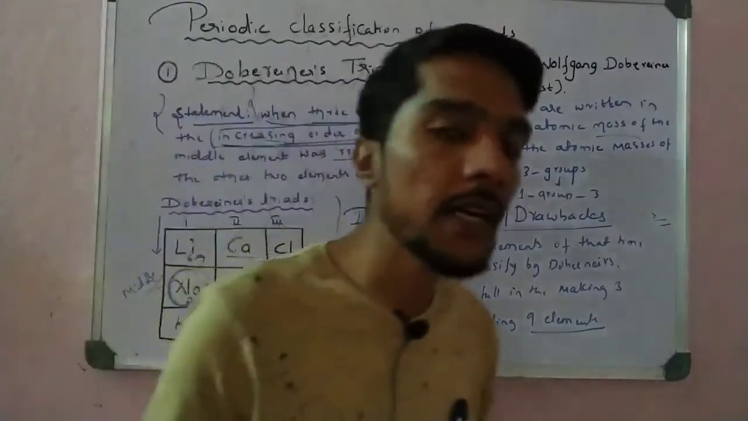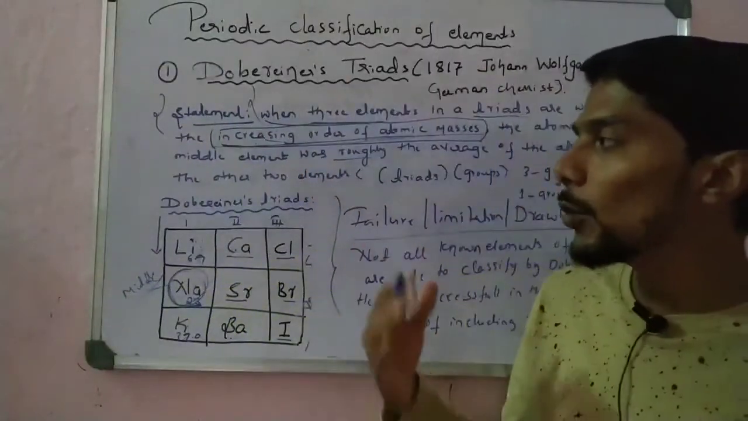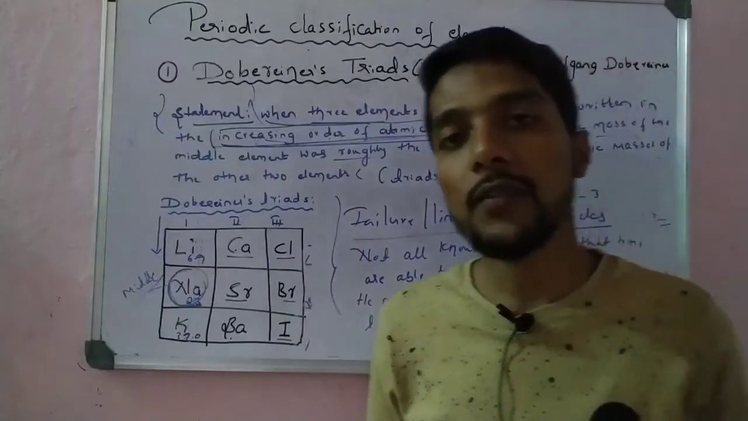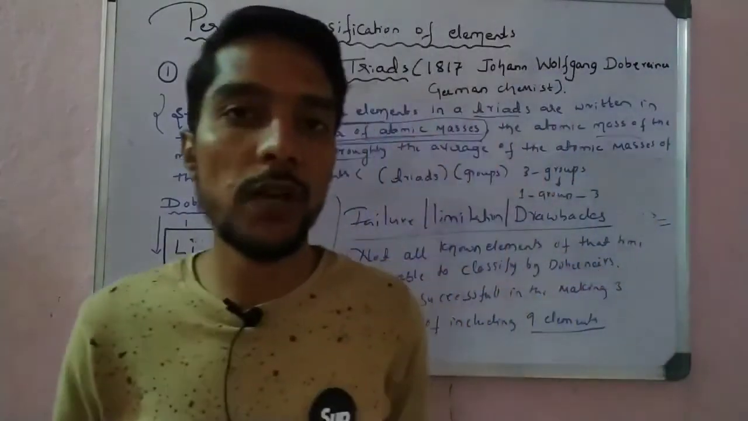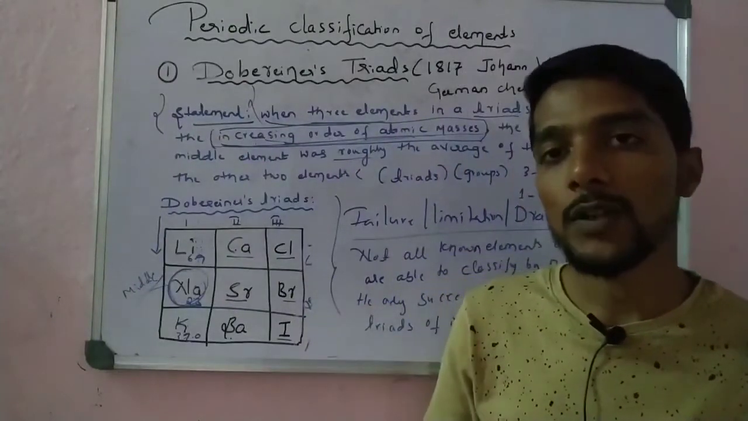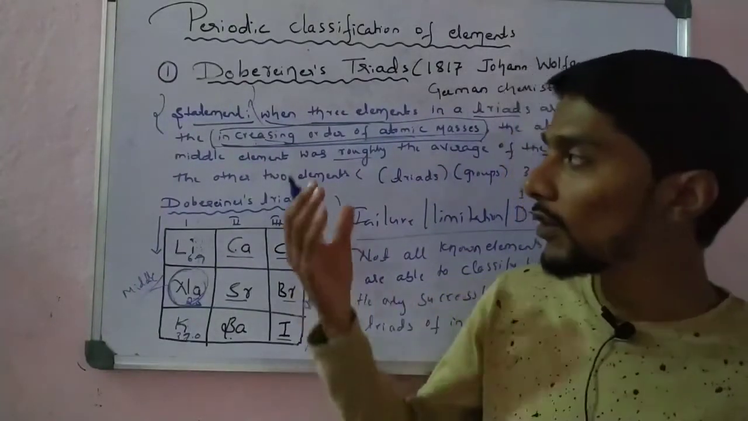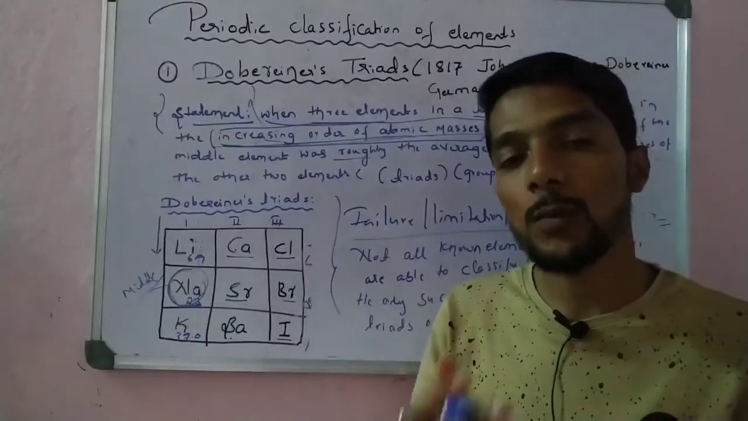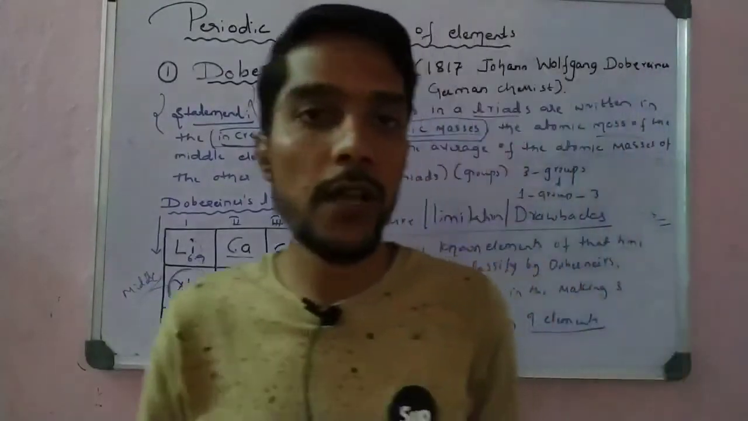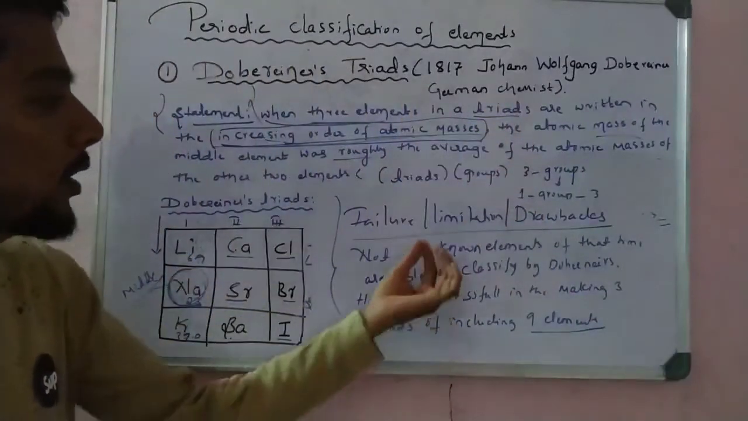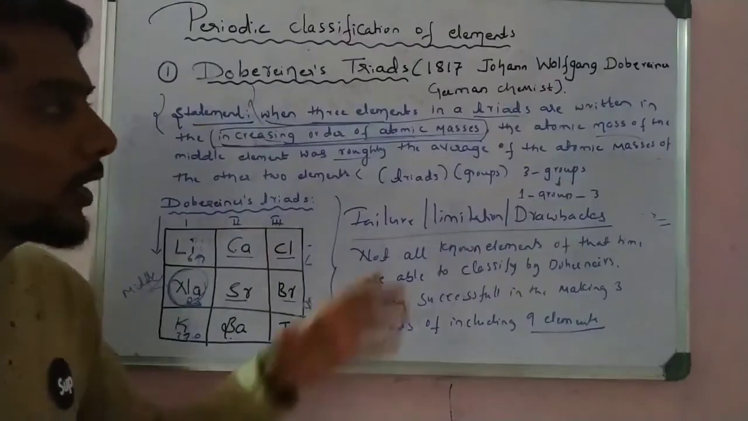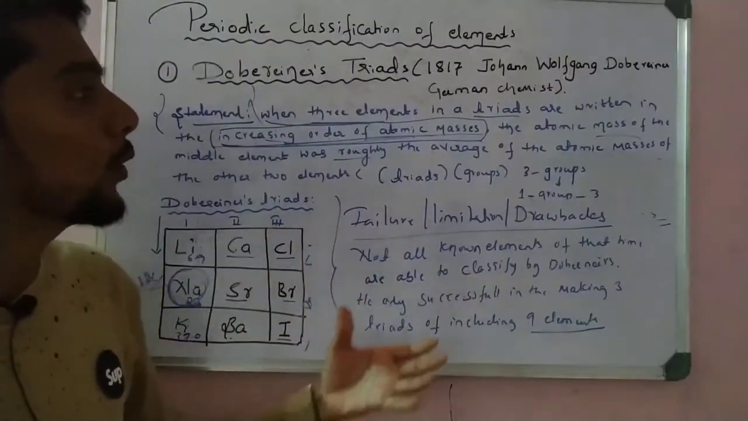Because of the failure of Dobereiner's classification, the next scientist, Newlands, came into this field, and he was actually a musician. By using his music knowledge, he could classify the elements. So after the failure of Dobereiner, the next classification is Newlands octave classification. Please write down all these points about the classification statement, then the example, and then the limitations. Then we come to the Newlands octave rule. Okay, let us start.